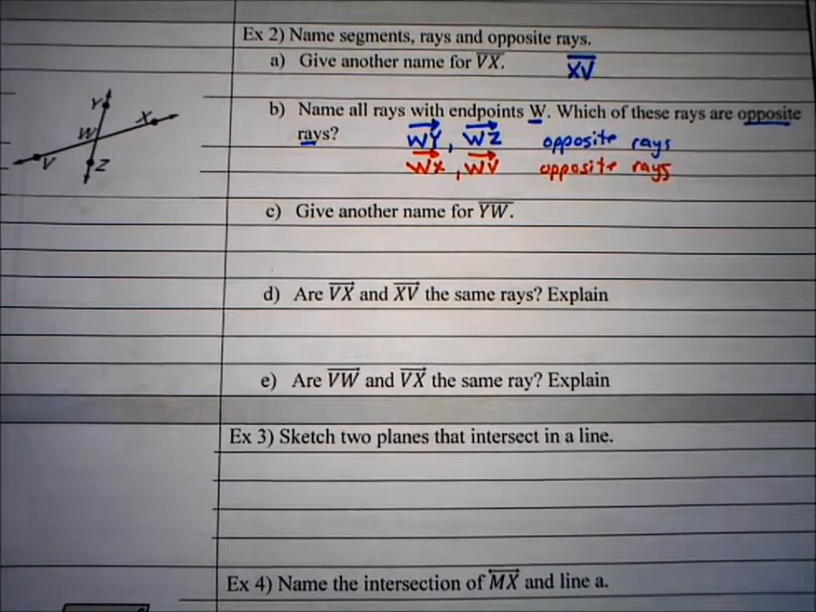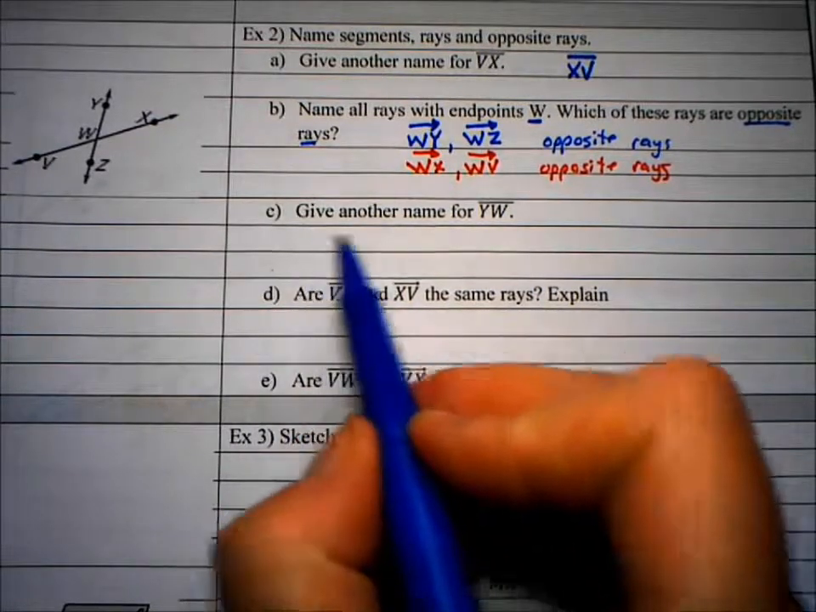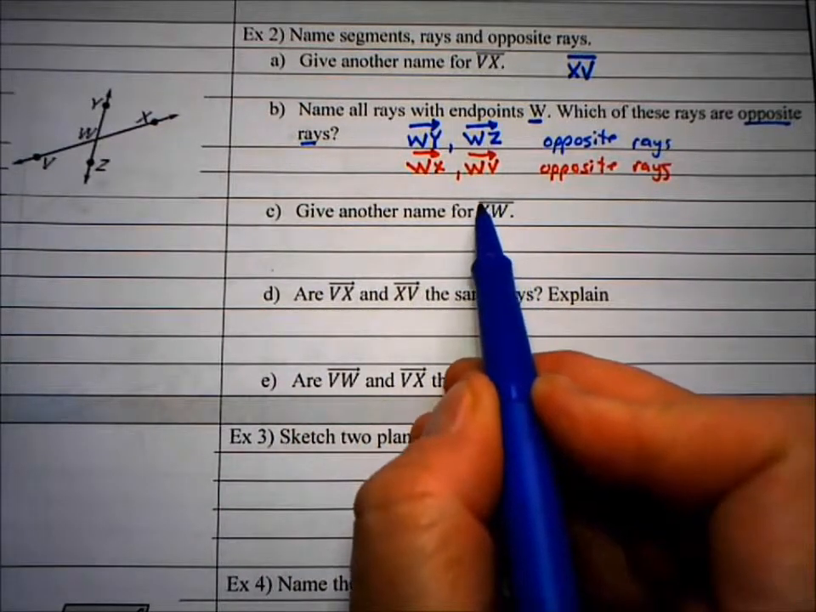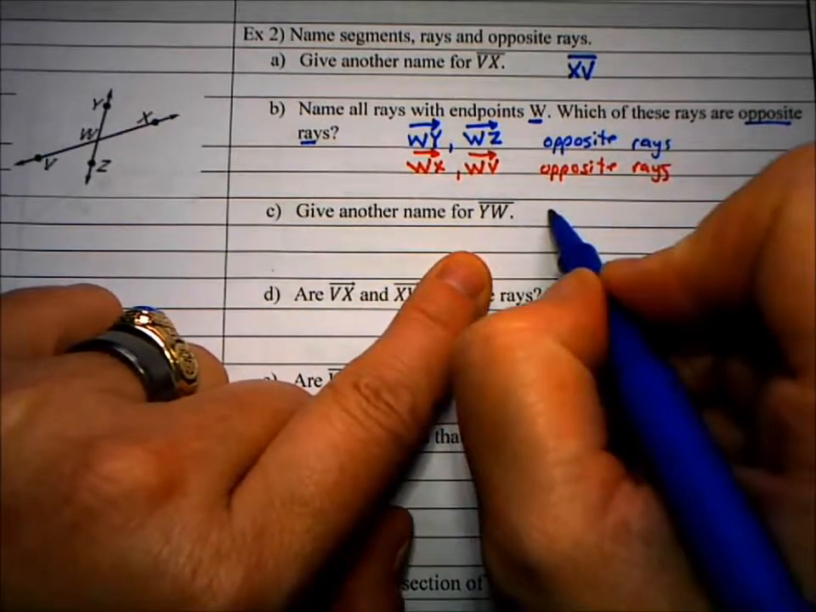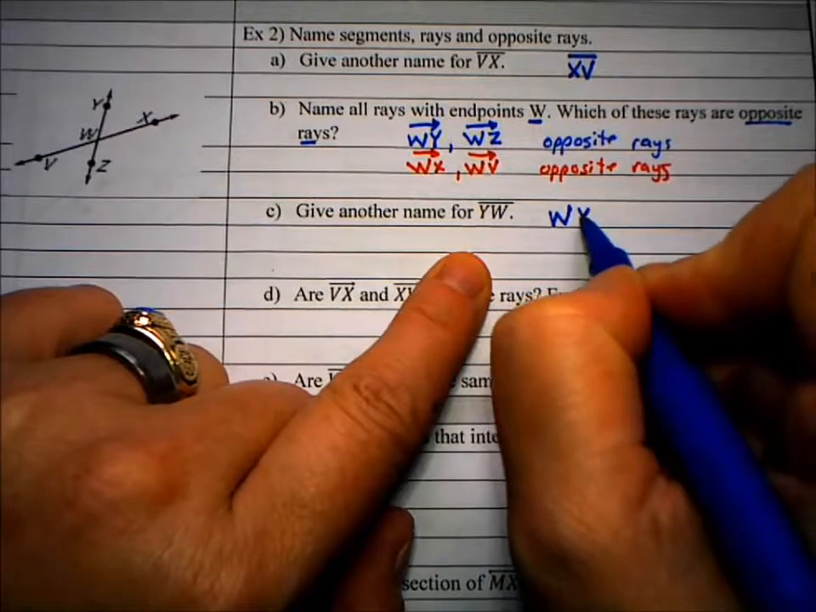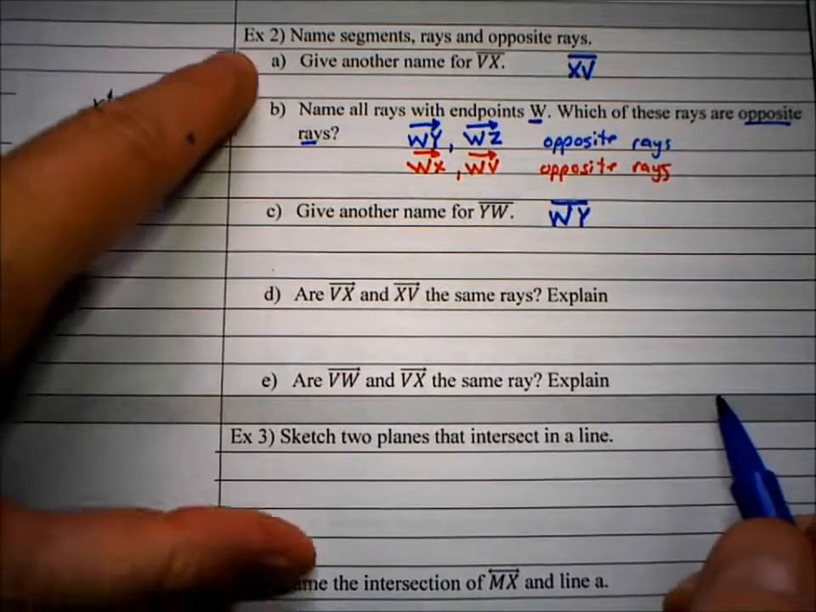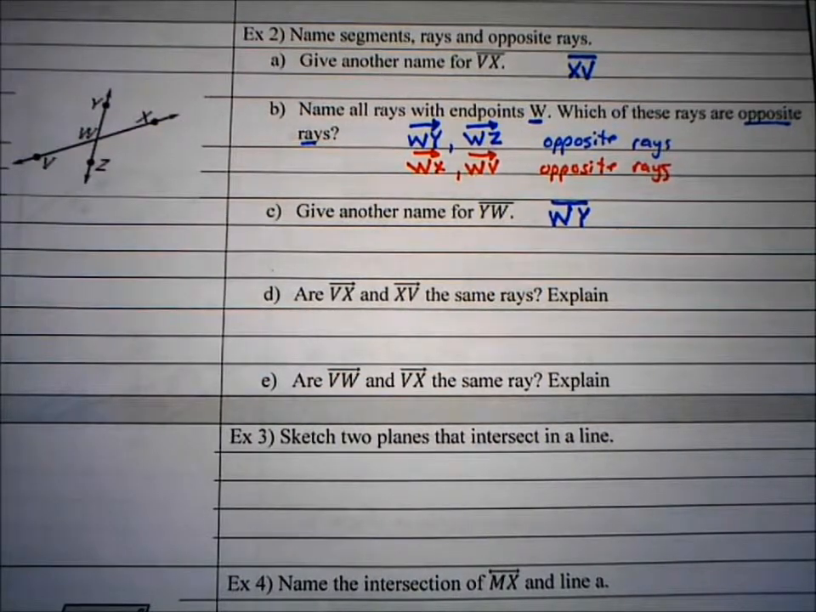Also, letter C. It says give another name for YW. Notice this is a segment. Another name would be this thing flipped, which would be WY. Kind of a repeat of A, just different letters.